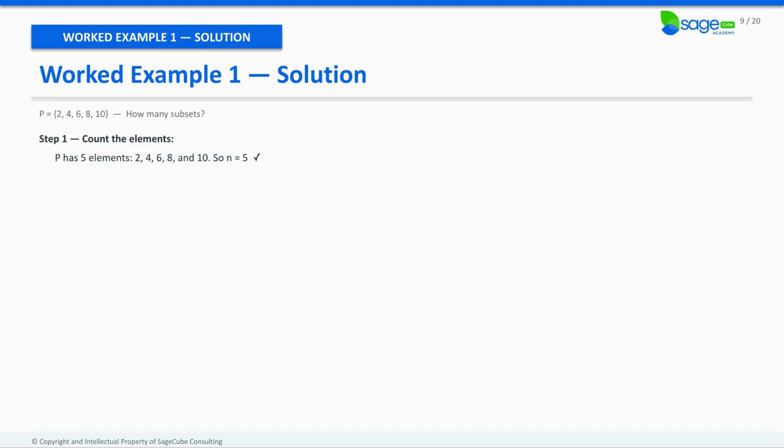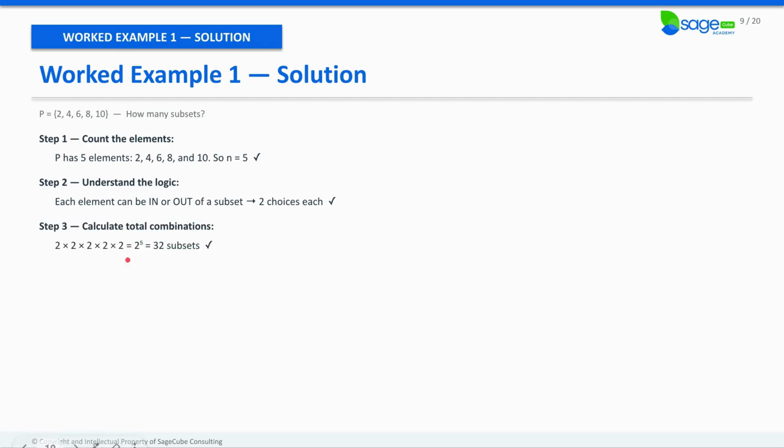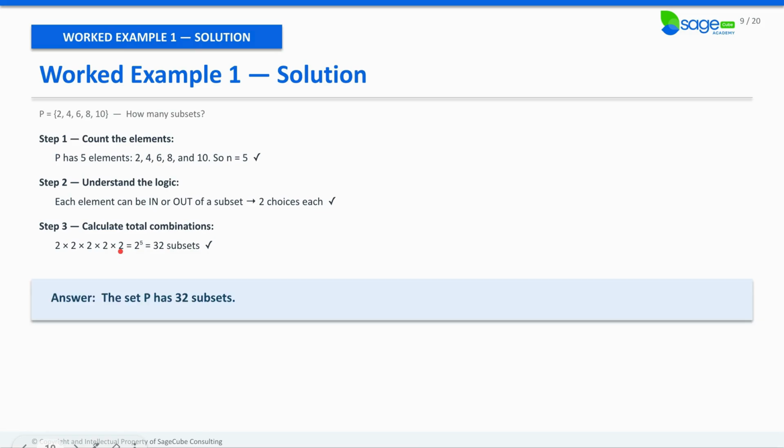Let's go through it together. So we realize that P has 5 elements: 1, 2, 3, 4, and 5. So the number of elements equals 5. We are going to use our formula, but we understand the formula now because every element has 2 options. Do I include you or do I not? So in or out, in or out, in or out, in or out, in or out. So 2 choices each. That's going to be what? 2 exponent 5. So for each element, 2 options, 2 options, 2 options, 2 options, 2 options, right? Always 2 choices, yes? So that's how we have 32 subsets.